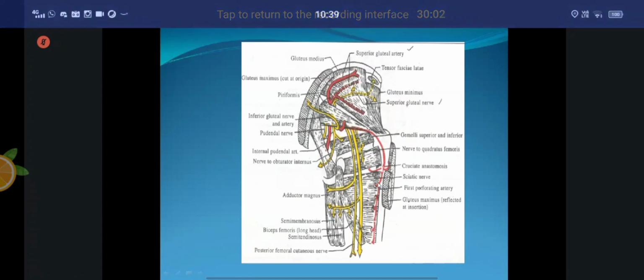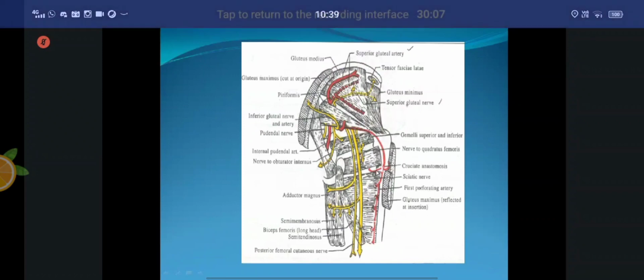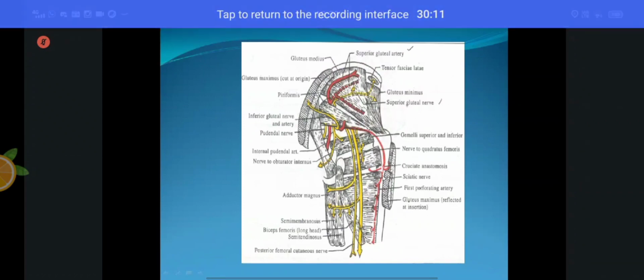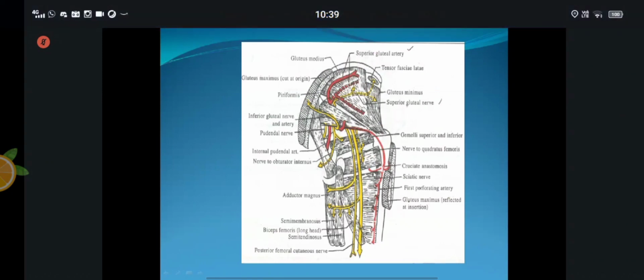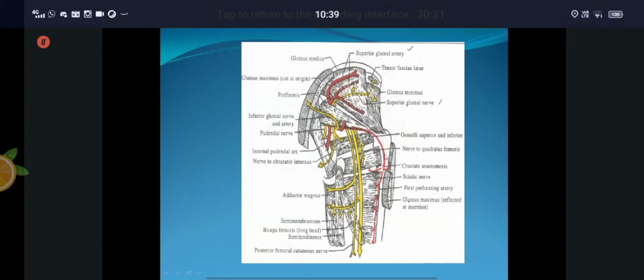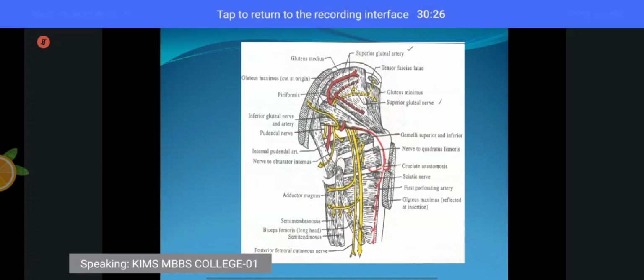So if you see here in the cruciate anastomosis, the lateral circumflex femoral, the medial circumflex femoral, and the branch from the first perforating artery, all these are arising from where? From the profunda femoris, right? Whereas the inferior gluteal artery is a part of the gluteal region. So these are the branches which are taking part in the cruciate anastomosis.